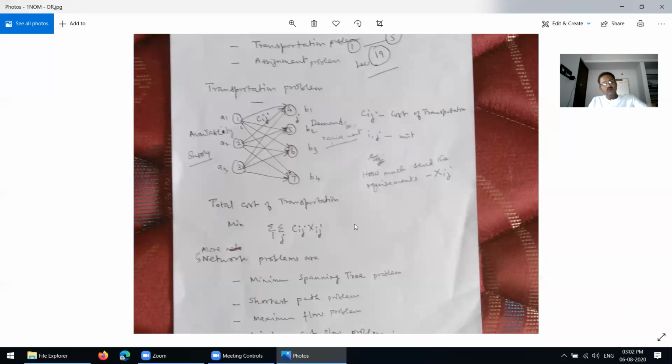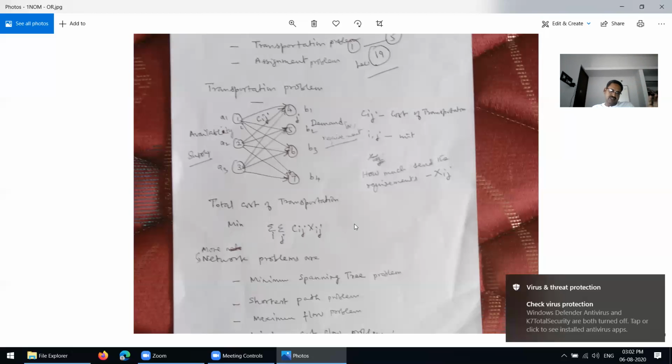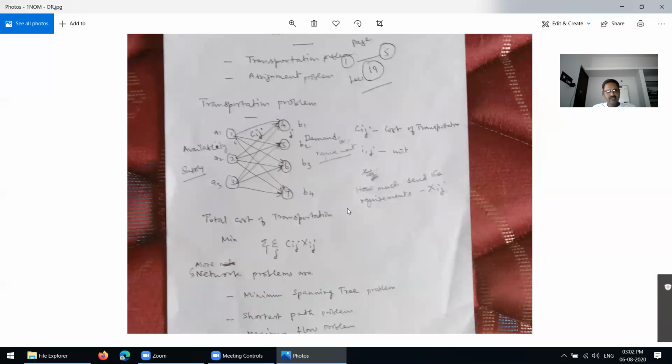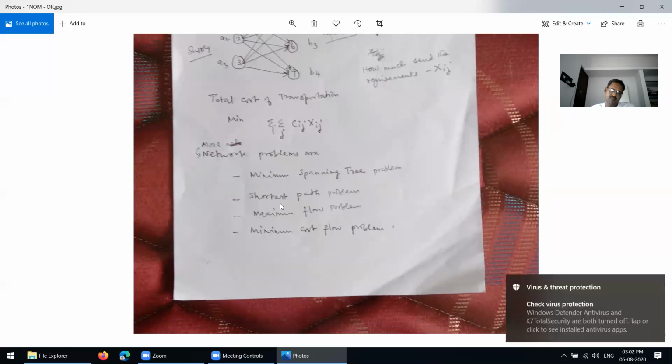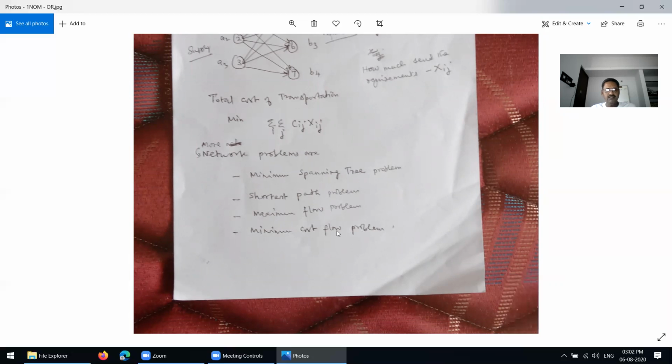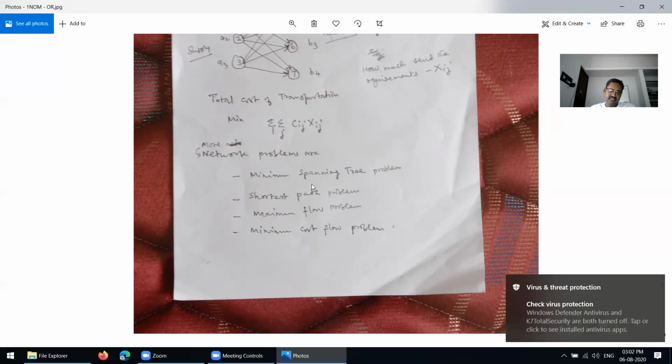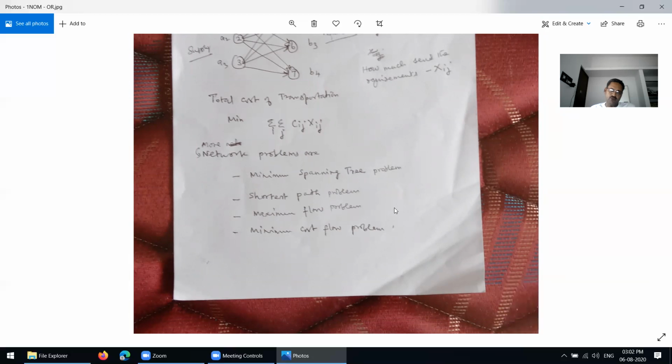Now the network model consists of 4 types. Our network problem consists of 4 types. The first one is the minimum spanning tree problem, then the shortest path problem, the maximum flow problem, and the minimum cost flow problem. So we have 4 types. Again, I repeat: minimum spanning tree problem, shortest path problem, maximum flow problem, minimum cost flow problem.